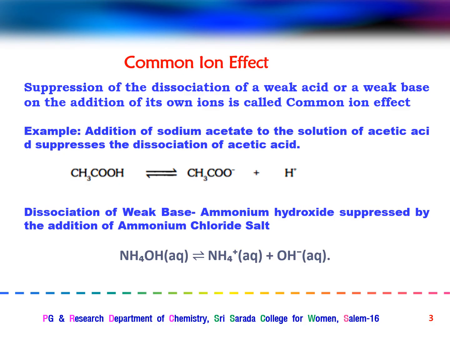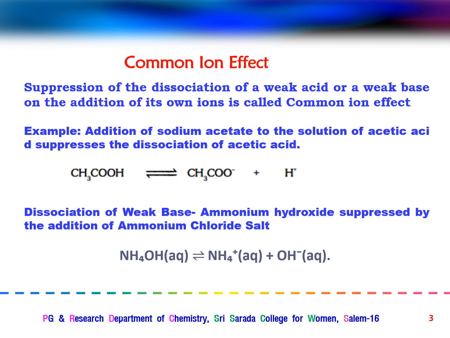Common ion effect is nothing but the suppression of the dissociation of a weak acid or a weak base on the addition of its own ions. If a salt of weak acid is added to a solution of weak acid itself, the dissociation of the acid gets decreased. For example, the addition of sodium acetate to a solution of acetic acid suppresses the dissociation of acetic acid because it supplies more acetate ions. So automatically it suppresses the dissociation of acetic acid.